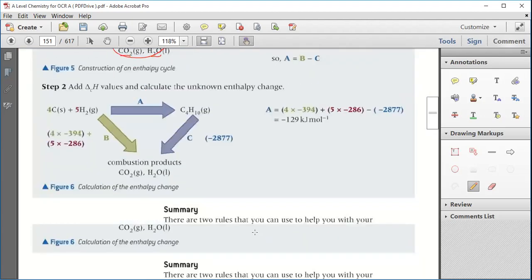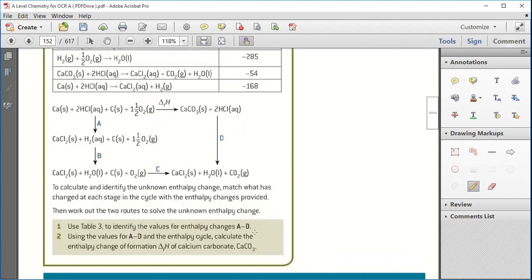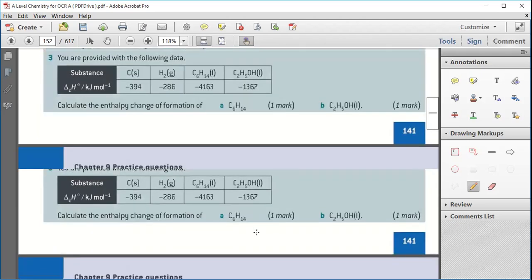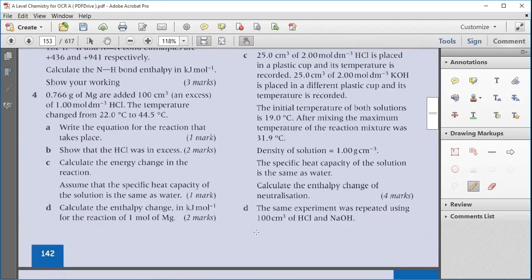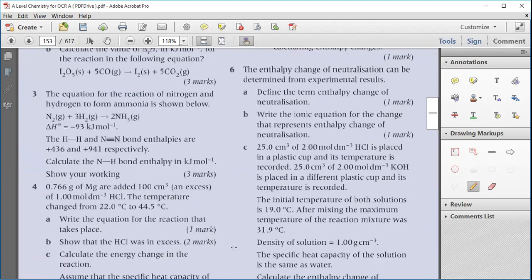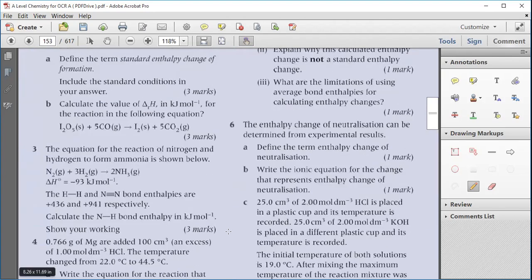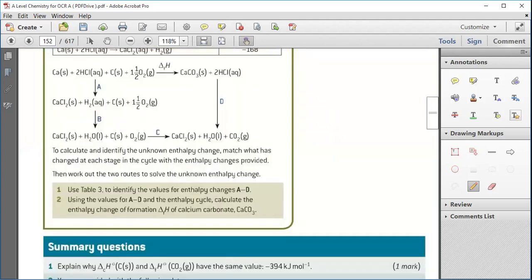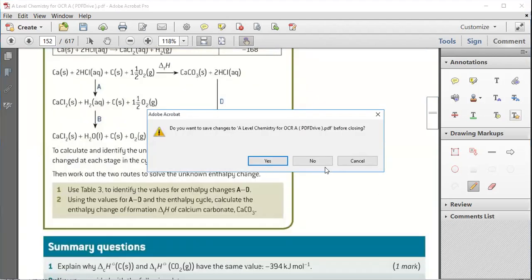So now quickly do these questions. 1, 2, 3, just one. There are so many questions on this page. Do one thing. First of all, open the previous chapter. The bond enthalpy is on. Wait, just wait.